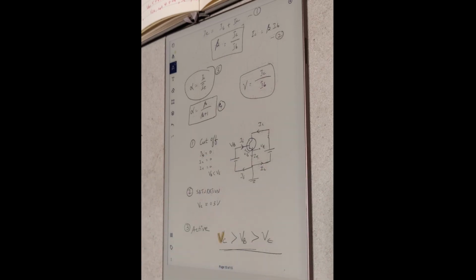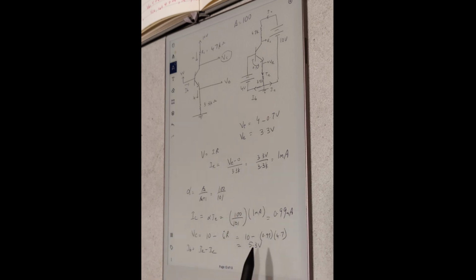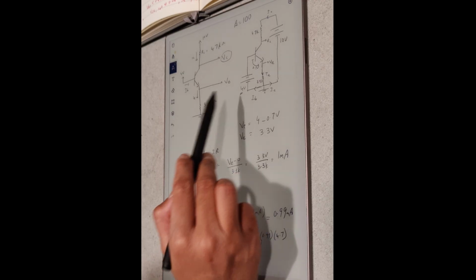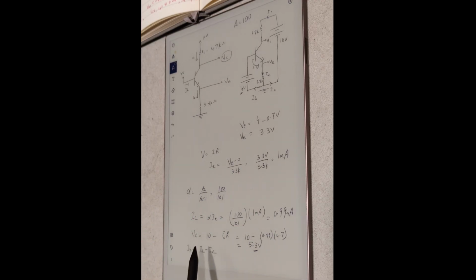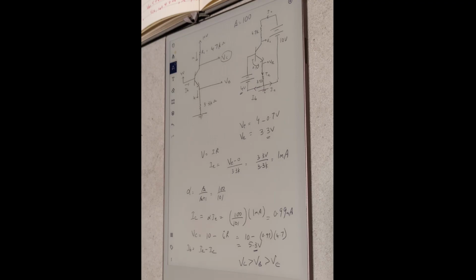How do we check our assumption? If you go back here, we said when you're in the active mode, your VC has to be greater than VB, and this has to be greater than VE. Let's see if that's the case. VC is this, and VB is 4, and VE is 3.3. So our assumption was correct because VC is greater than VB is greater than VE. So in this case, the assumption was correct, so our calculation is correct. However, this may not always be the case.